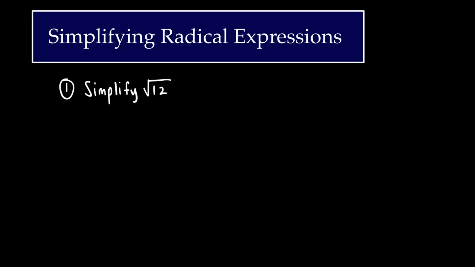All right, so let's talk about how to simplify radical expressions. If you have a radical expression like the square root of 12 here, for example, when we ask you to simplify it, we're just asking you to break it down so that whatever's in the square root can't be broken down anymore. So let's talk about how you would break one down.